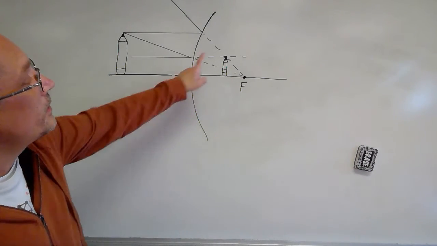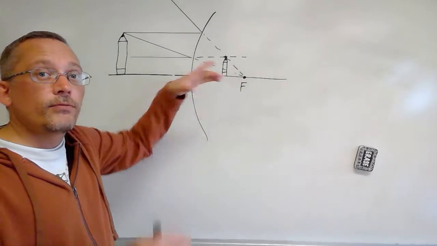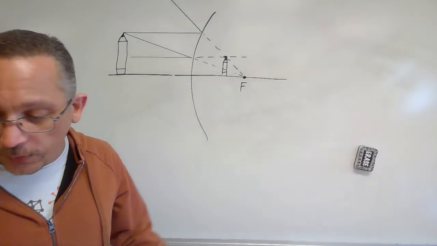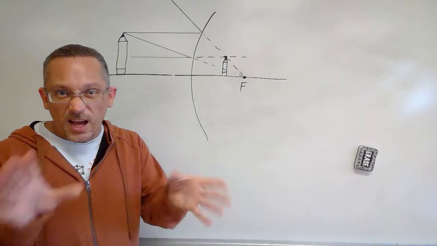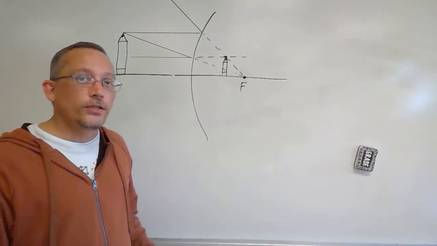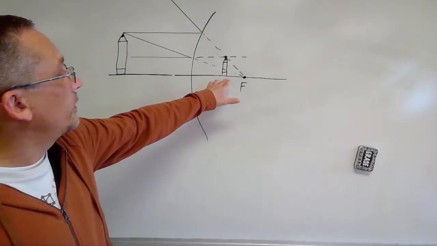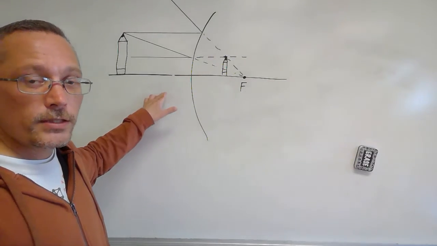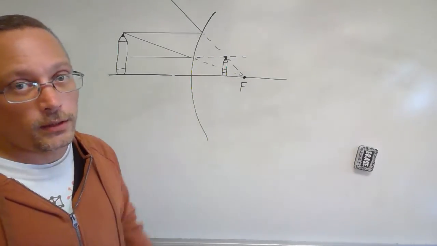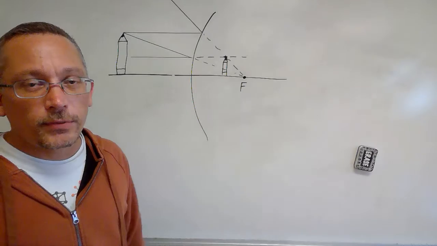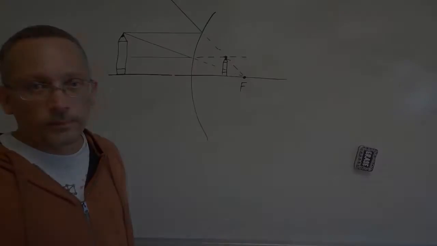And since it is behind the mirror, we call this a virtual image. A virtual image is an image that's not really there. It's just a reflection, right? If my image were on the other side of the mirror, we would call it a real image. Let me show you an example of a real image.